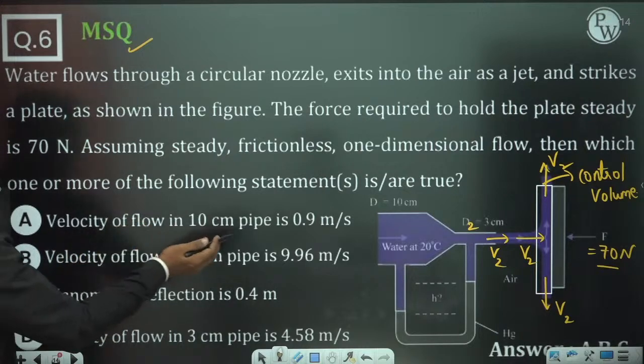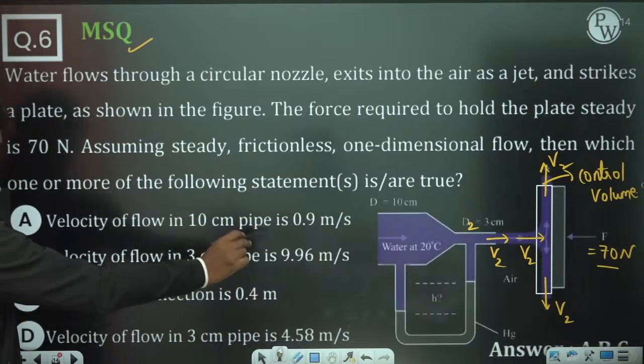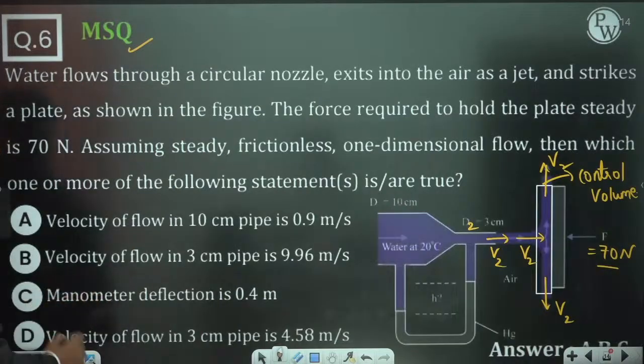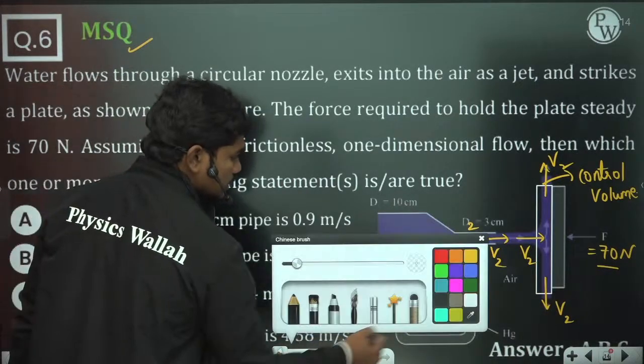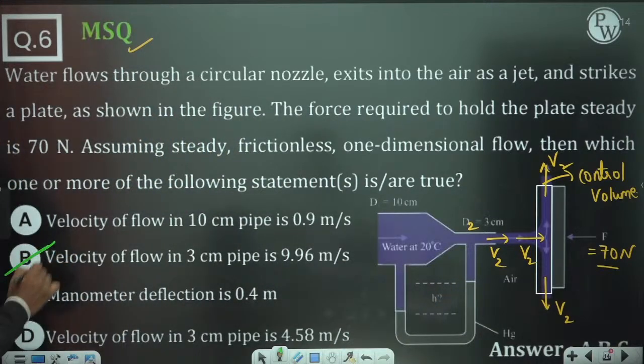Velocity of flow in the 10 centimeters pipe, we don't know yet. We need to see. Velocity of flow in the 3 centimeters pipe is 9.96. Yes, we got the same value, 9.951. They were close, 9.96. So we can see this is the correct answer. B is correct. Next, C, manometer deflection we have to calculate.